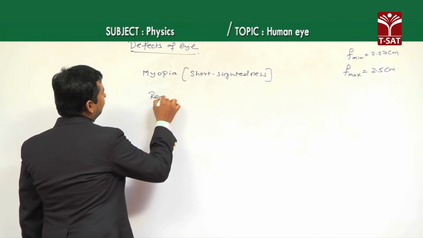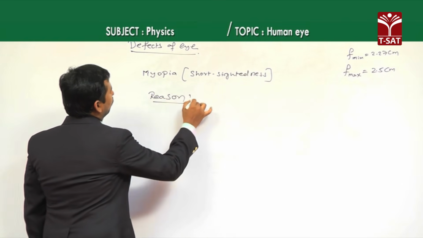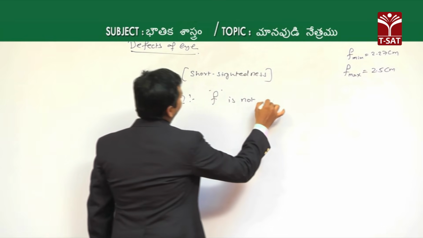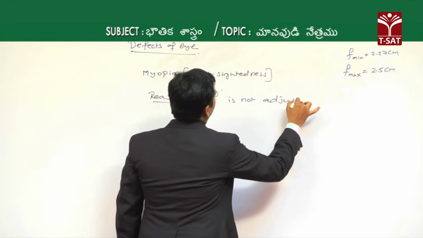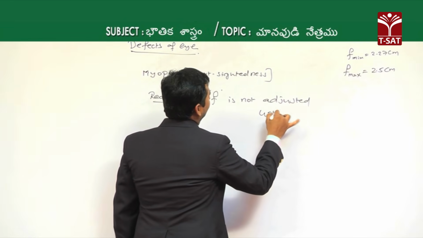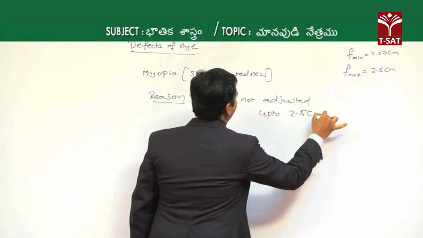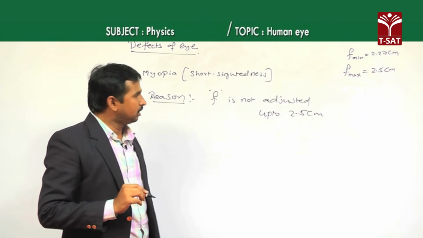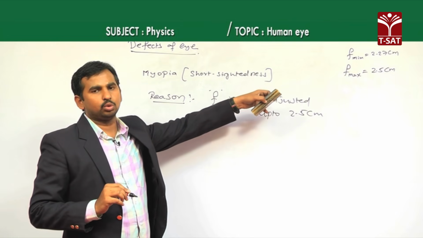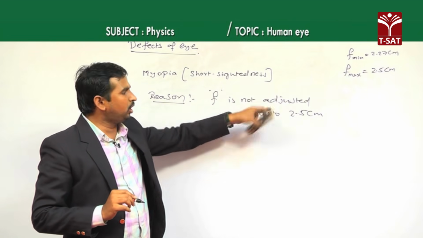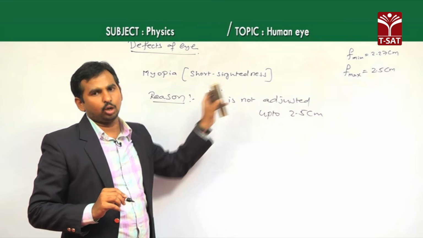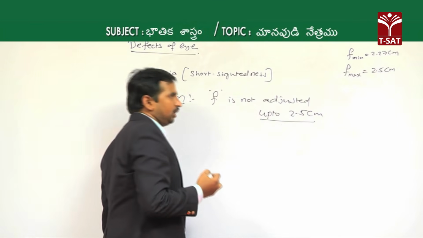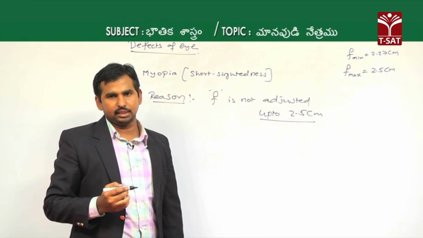Okay. So have I understood the reason here? The reason for this myopia is that the focal length is not adjusted up to 2.5 centimeters. That is why we get the problem with far distant objects, but near objects we can see very clearly. So, there is no problem for short sight with near objects, only with the long distant objects. Up to 2.5 centimeters it is not able to adjust.